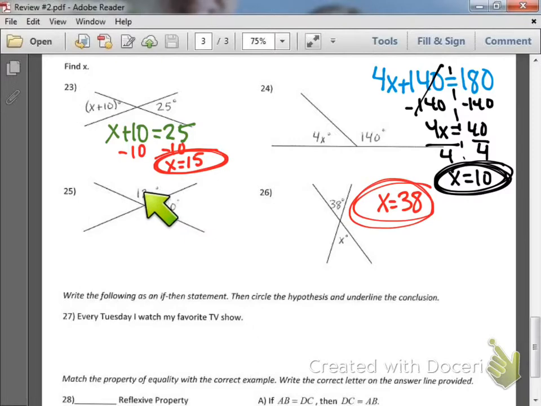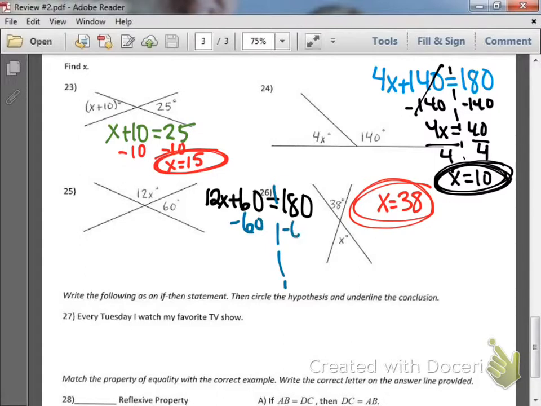Is this like 23 and 26, or is it like 24? It's like 24. When you put them together, they form a straight line. When they form a straight line, they're a linear pair. Their measures should add together to give you 180 degrees. Once you have it set up, solve for the x. I am getting that x equals 10 again.